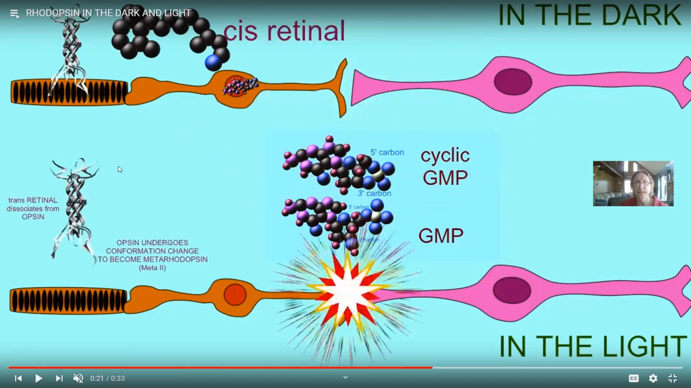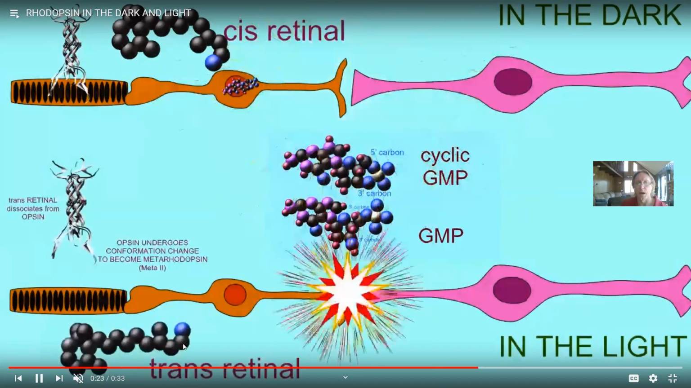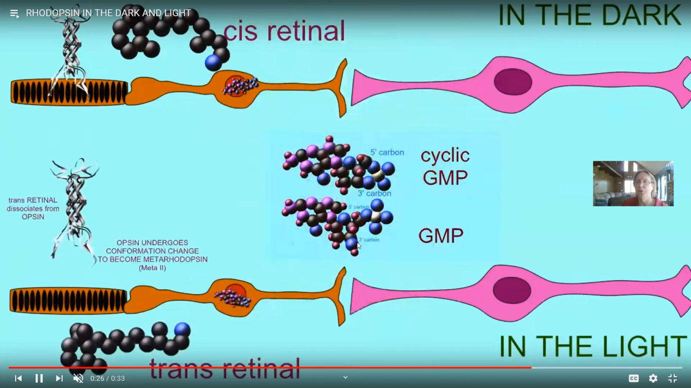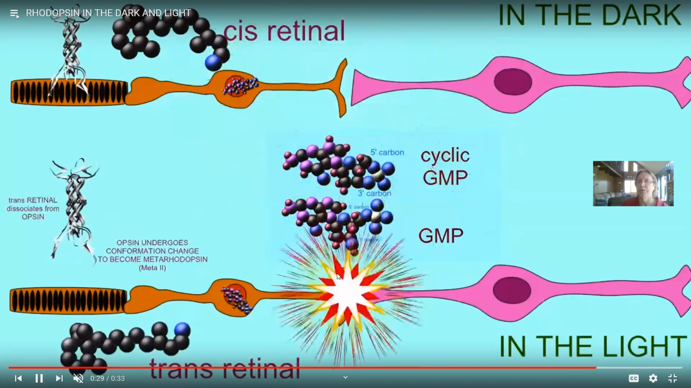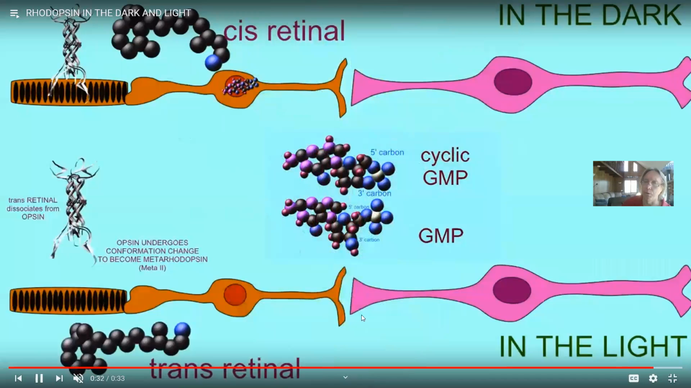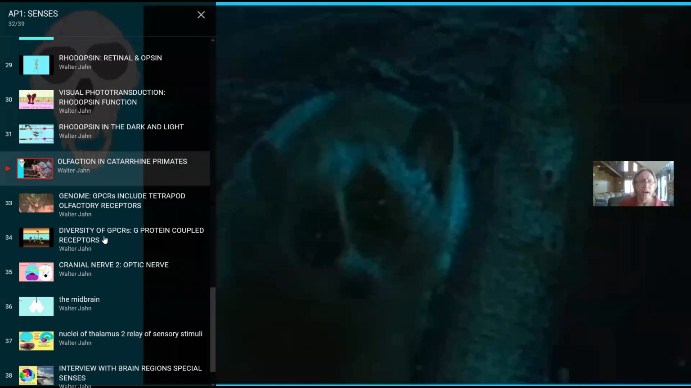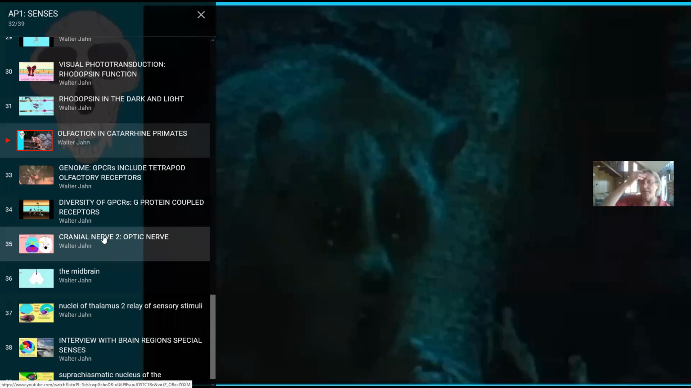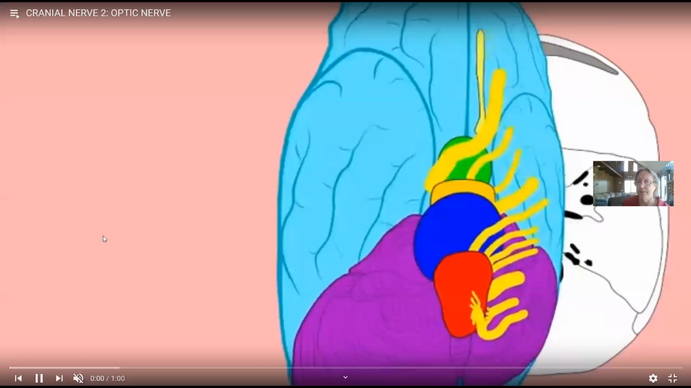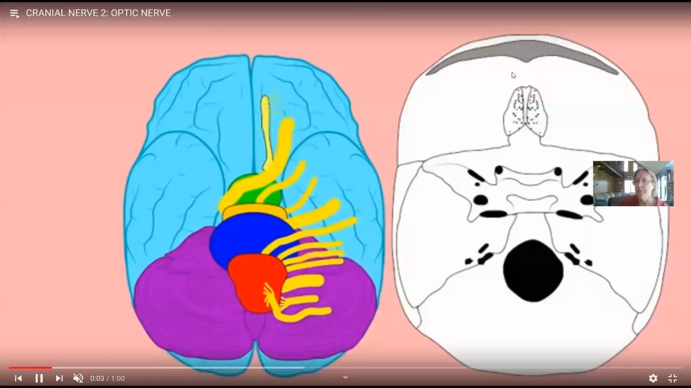But then when light binds, this causes the cis retinol to become trans-retinol, which then as meta-rhodopsin binds to the G protein, now we have GMP rather than cyclic GMP. The sodium gates close, the cell hyperpolarizes, we open calcium gates, and that then changes neurotransmitter production. Okay, so now the ganglion cells, which are forming the optic nerve, are carrying an electrical message about the light that we have detected.